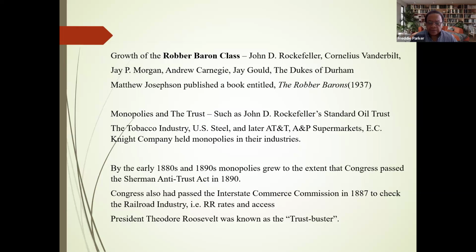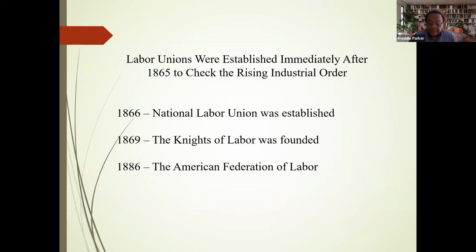When President Roosevelt, of course, became president, he was known as the trust buster. He believed that in essence, people should have access, that there should be a level playing field, that more than one company should manufacture cigarettes. More than 5 companies should be responsible for the steel that is used in businesses, buildings, and across the United States. And of course, there were efforts by the labor unions to check the growing industrial order.